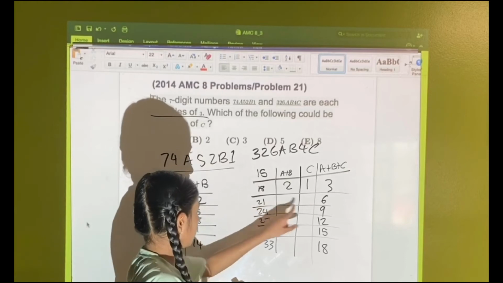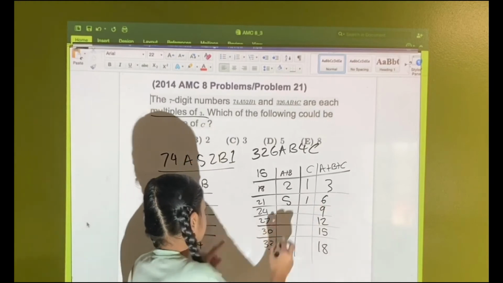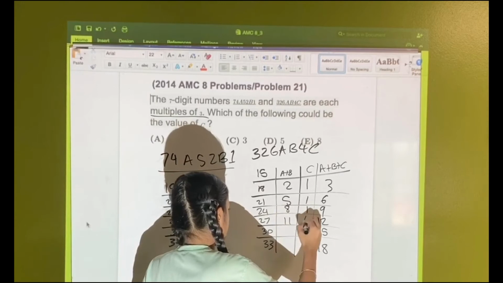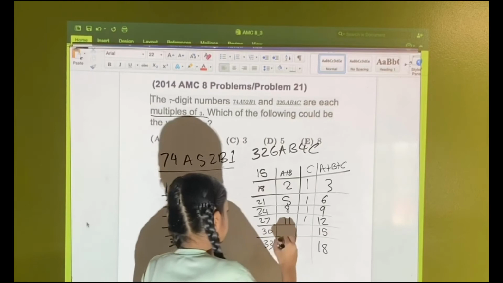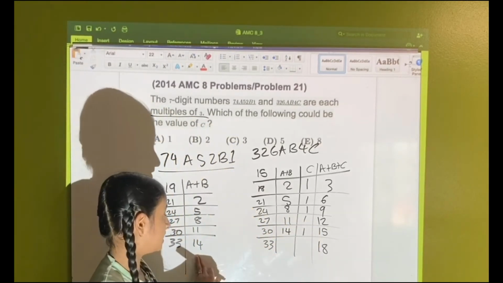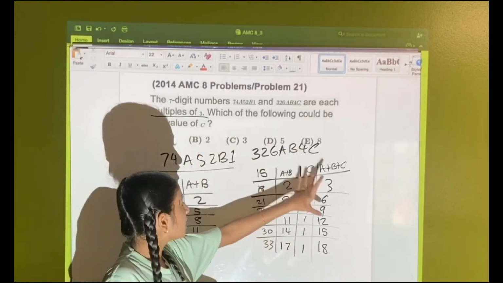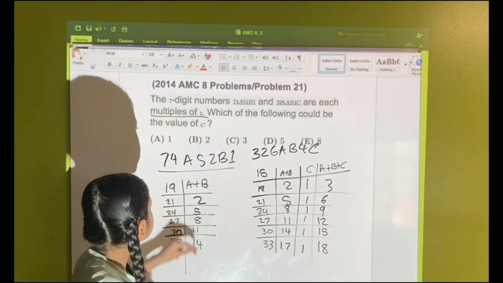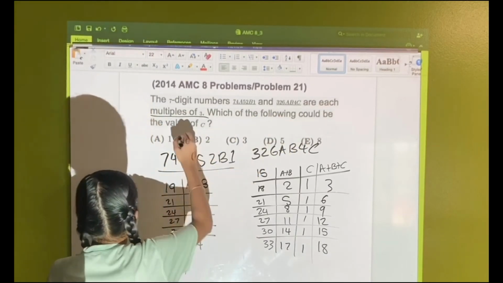For 21, we need 6, 5, 1. 24, 9, 8, 1. 27, 12, 11, 1. 30, 15, 14, 1. And if we went one more, this would be 17, so we can go 17 and 1. So as you see, there's a pattern. C is always 1. So when they're asking which of the following could be a value of C, 1 could be a value of C.